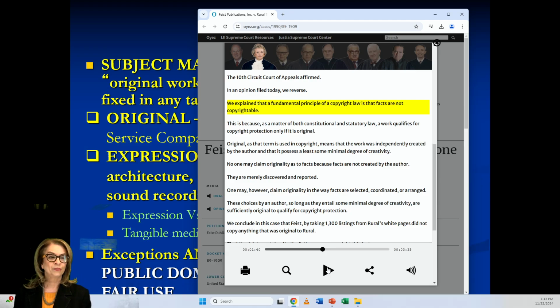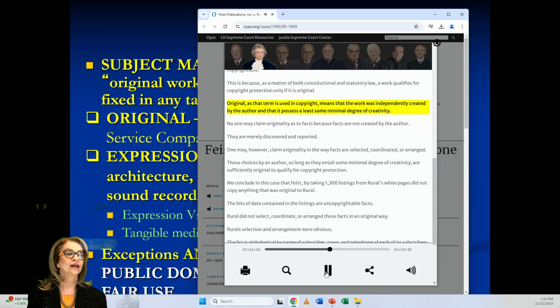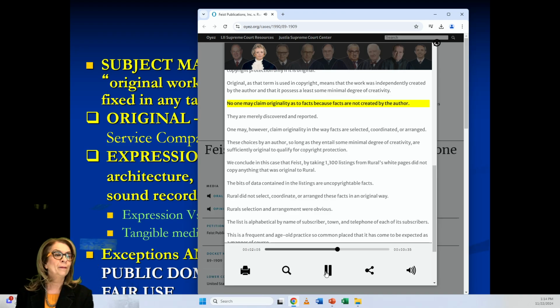This is because, as a matter of both constitutional and statutory law, a work qualifies for copyright protection only if it is original. And original, as that term is used in copyright, means that the work was independently created by an author and that it possesses at least a minimum amount of creativity.